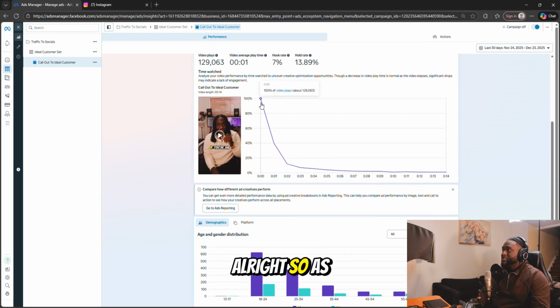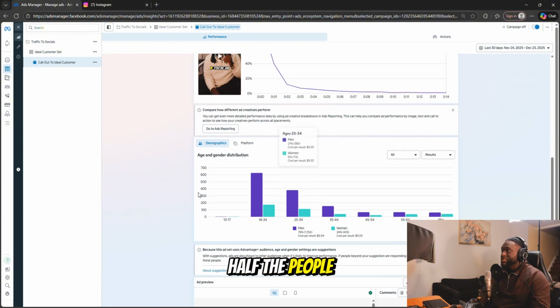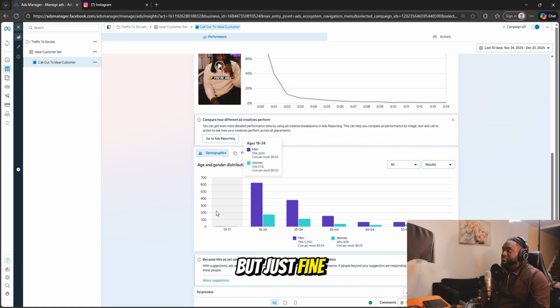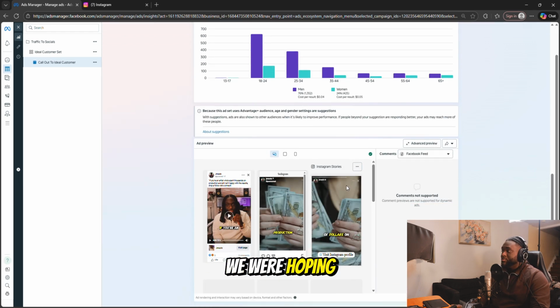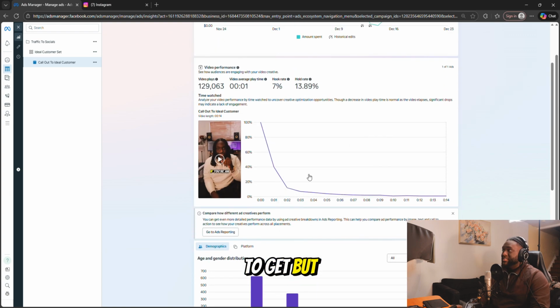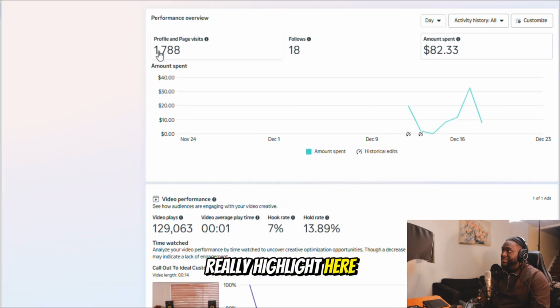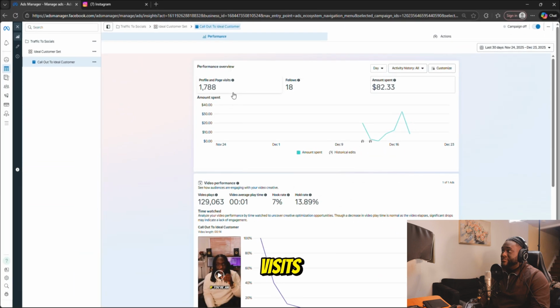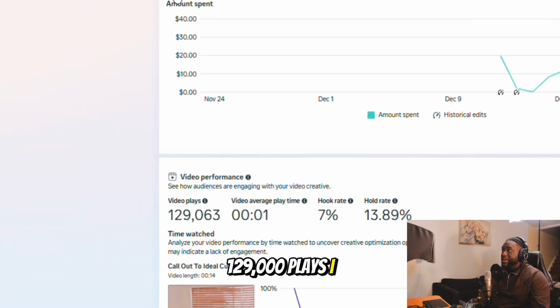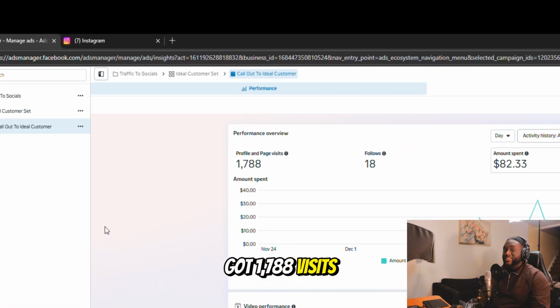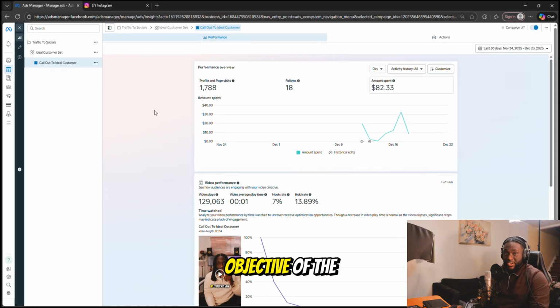All right. So as you can see on this graph, this is a retention graph. It shows you people pretty much fell off 1 second into the video. Like half the people stopped watching, which is fine. Our demographic, we got the right demographic. We got who we were hoping to get. But the part that I want to really highlight here is going to be the profile visits. So out of 129,000 plays, I got 1,788 visits, which is the objective of the ad.